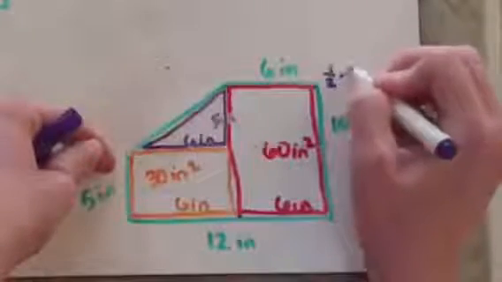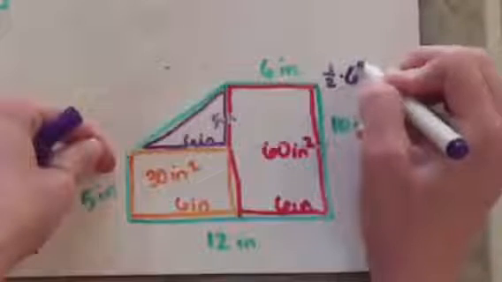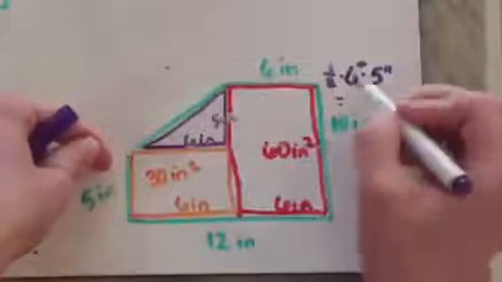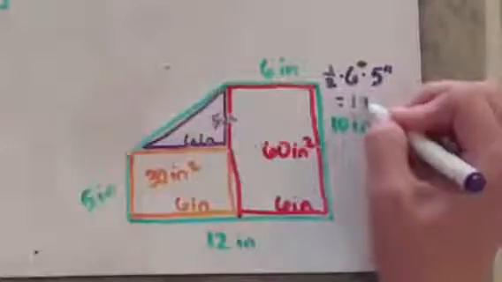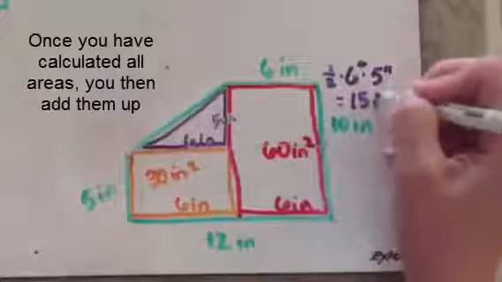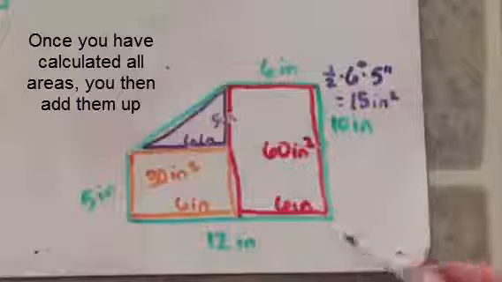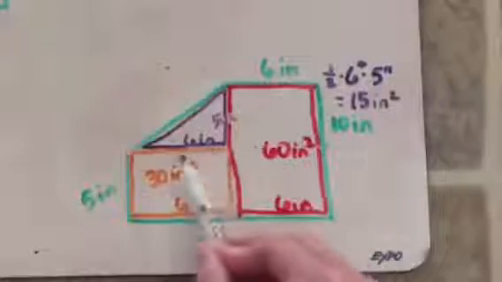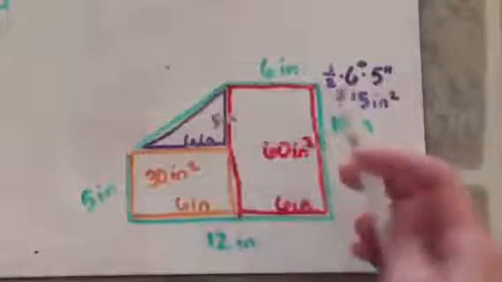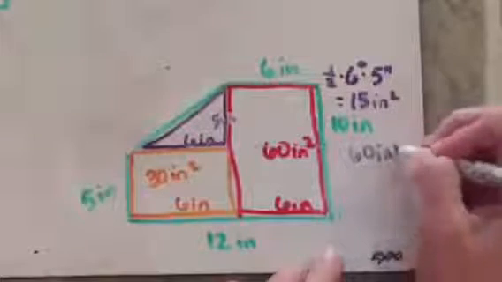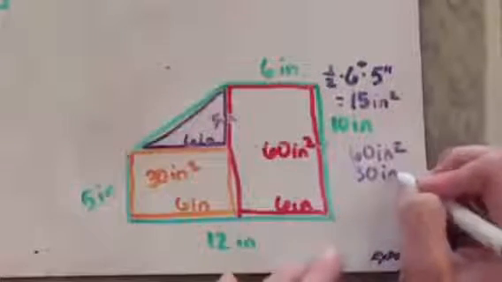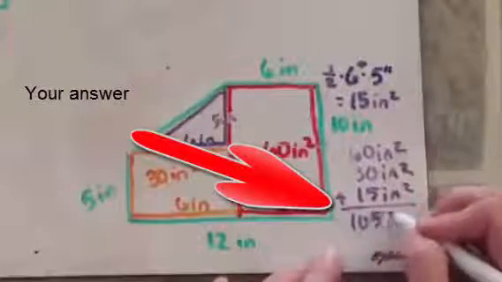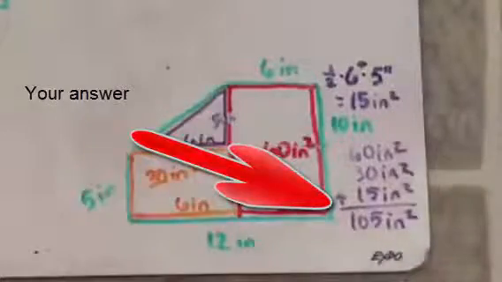So 1/2 times base times height gives me the area of the triangle. 6 times 5 is 30, half of that is 15. So then I end up with 60 inches squared for my rectangle, 30 inches squared for this rectangle, and 15 inches squared for this triangle. 60 plus 30 plus 15 is 105 square inches. Hopefully you got the same thing that I did.